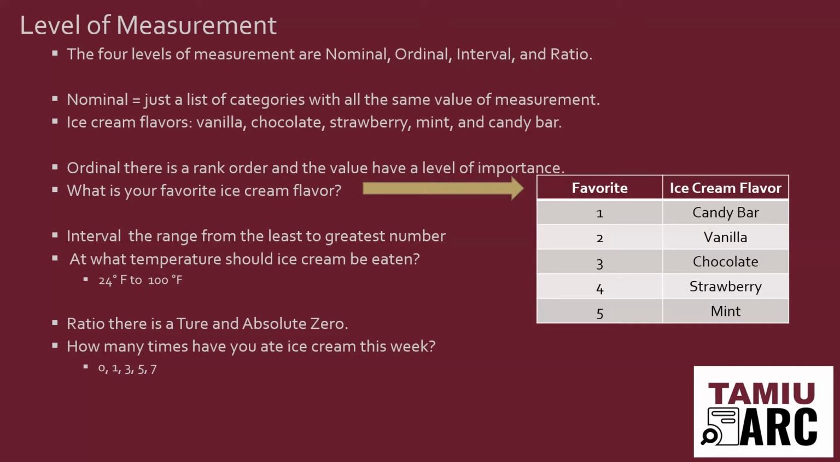Next, we're able to use ratio. In ratio, there is a true and absolute zero. For instance, how many times have you eaten ice cream this week? It could be 0, that you have not eaten any at all this week. It could be 1, 2, 3, 5, or 7 times. It all depends on how many times you or another individual who answered this question ate ice cream this week.